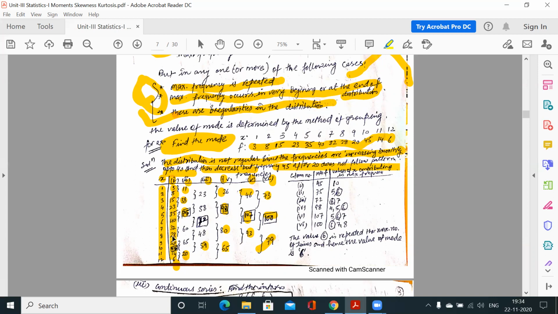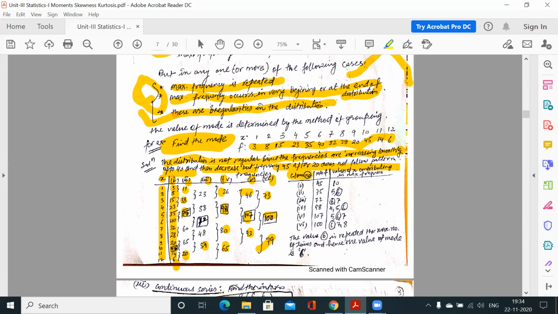Now we will identify the maximum in each of the columns. For the first column, 45 is the maximum. For the second column, 75 is the maximum. For the third column, 72 is the maximum. For the fourth column, 98 is the maximum. For the fifth column, 107 is the maximum. For the sixth column, 100 is the maximum.